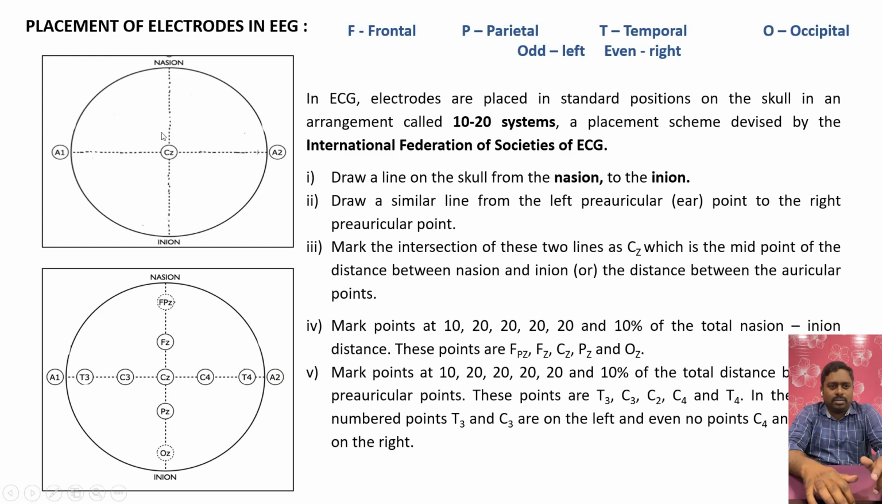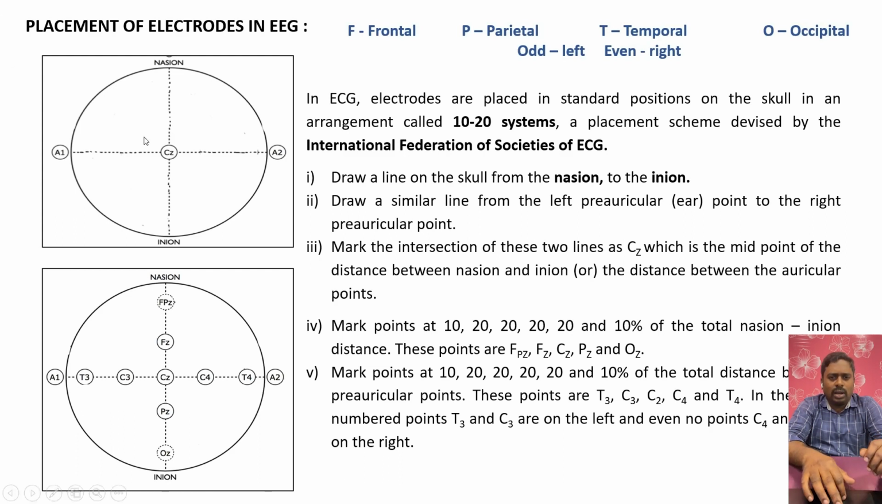Let us see the diagram. Assume this is the skull of the human. Now I'm going to tell the steps, the procedure to record the EEG signals. As I said, the International Federation of Societies devised a scheme called the 10-20 electrode system. In the examination, if you are asked to draw a montage system or 10-20 electrode system, then you have to explain these points. Let us go with the first point.